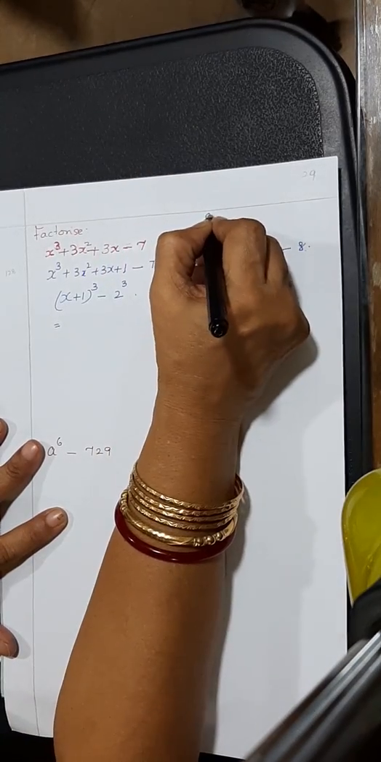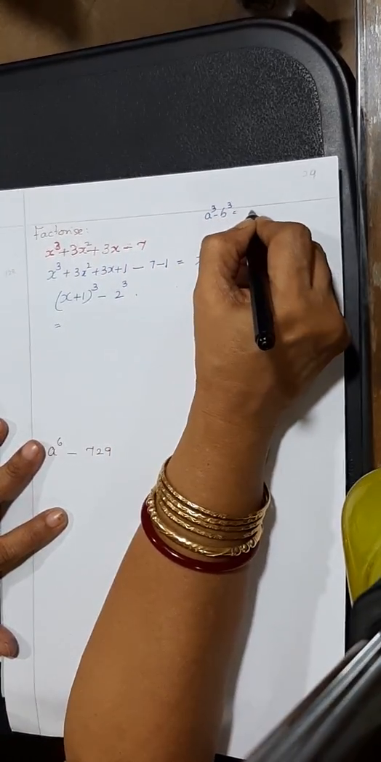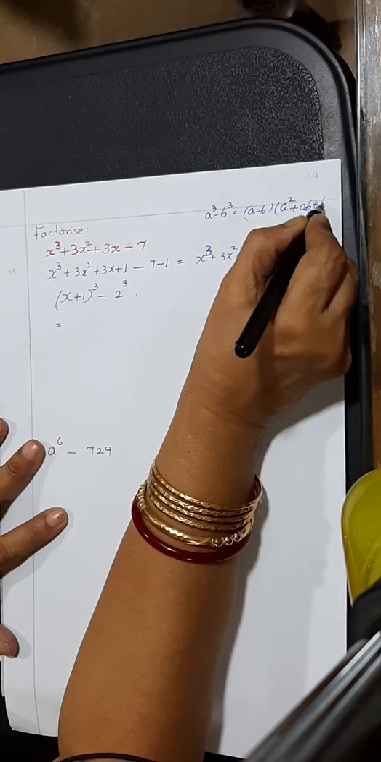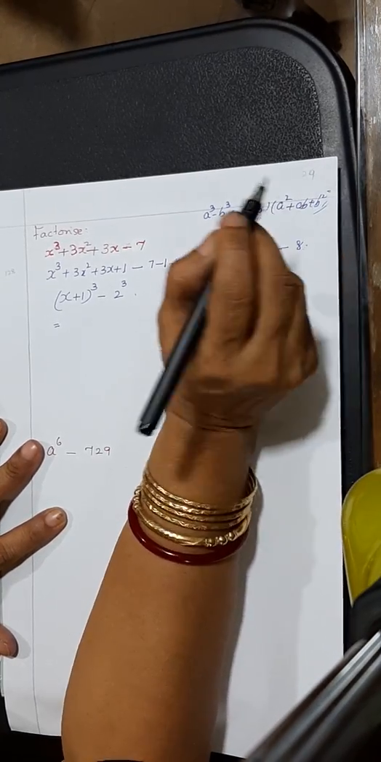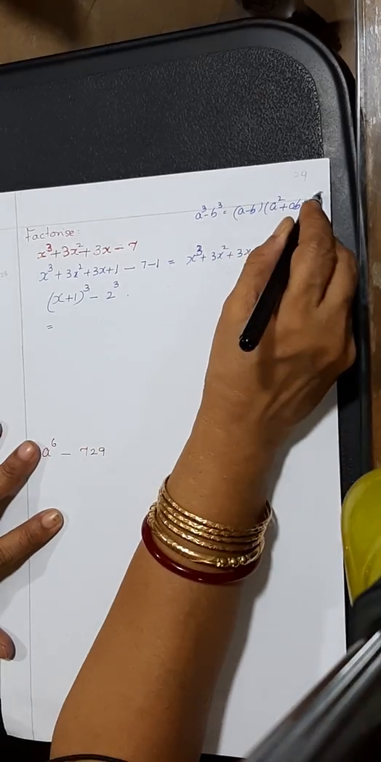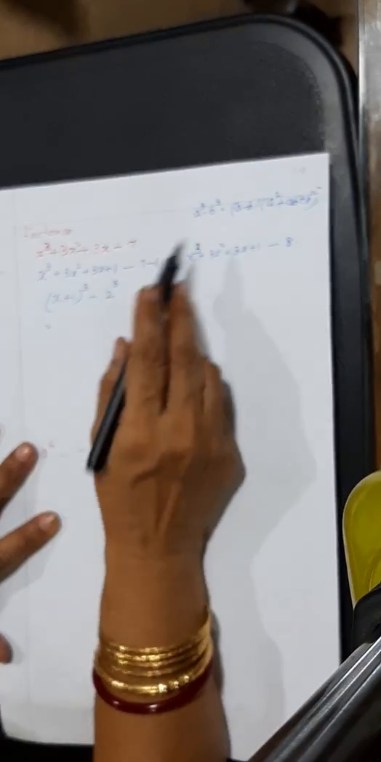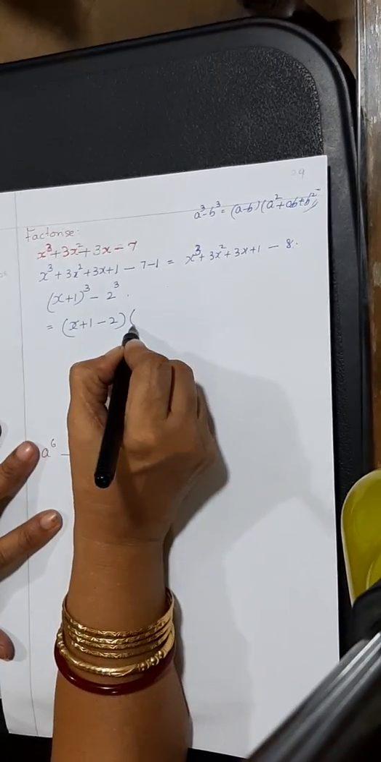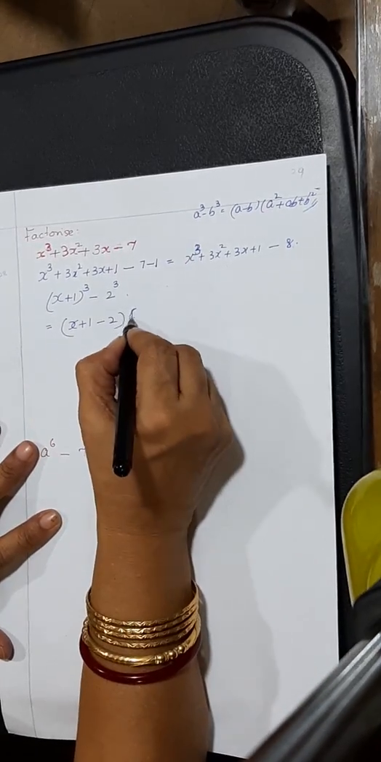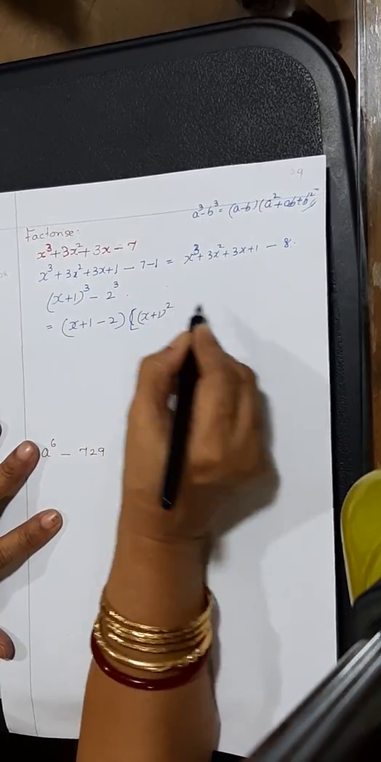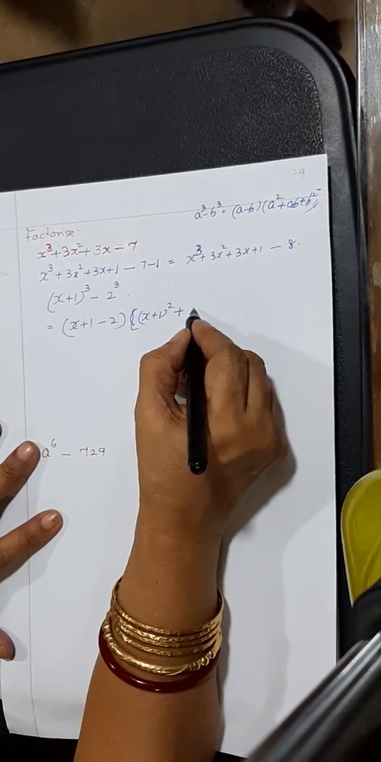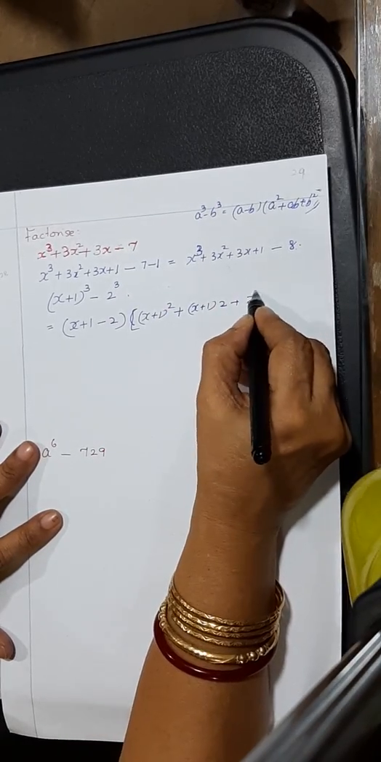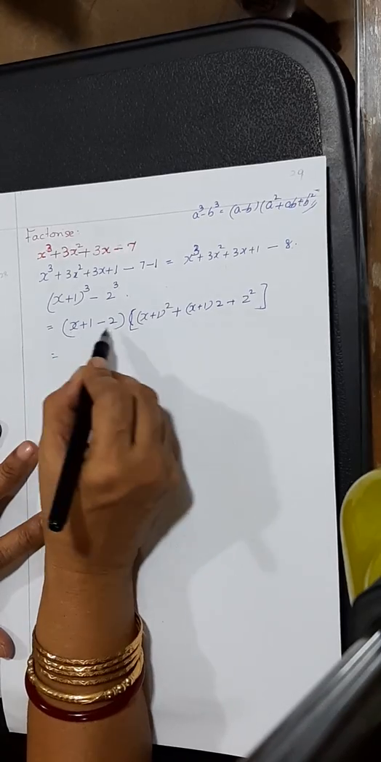so the factorization of a cube minus b cube is a minus b into a squared plus ab plus b squared. So, we will write this as a minus b, so x plus 1 minus 2. Now a squared will become x plus 1 the whole squared, plus ab, so x plus 1 into 2, plus b squared will become 2 squared. So, this is equal to x minus 1.